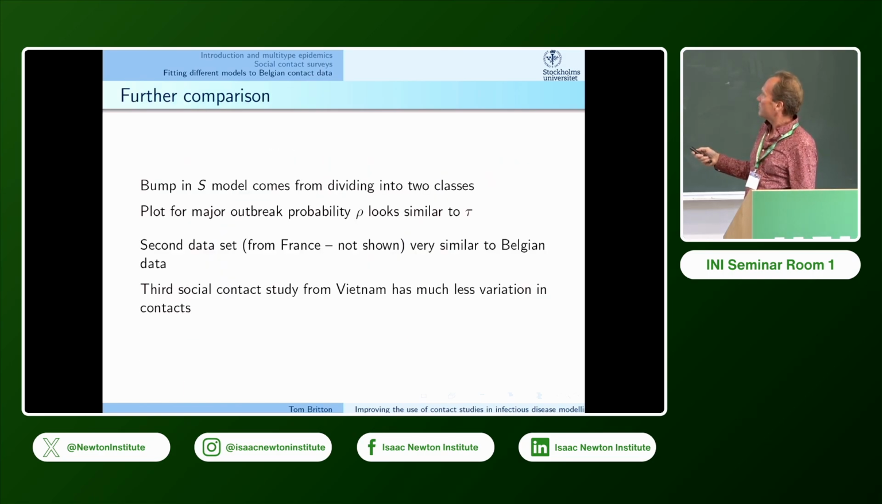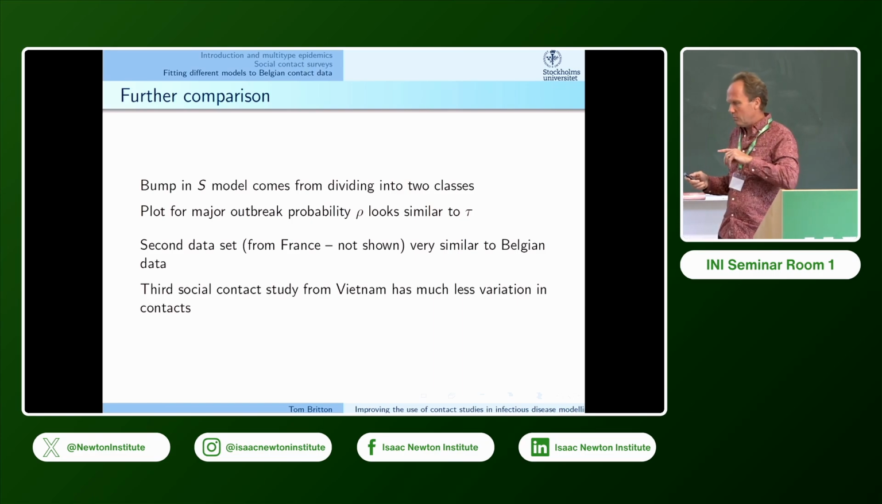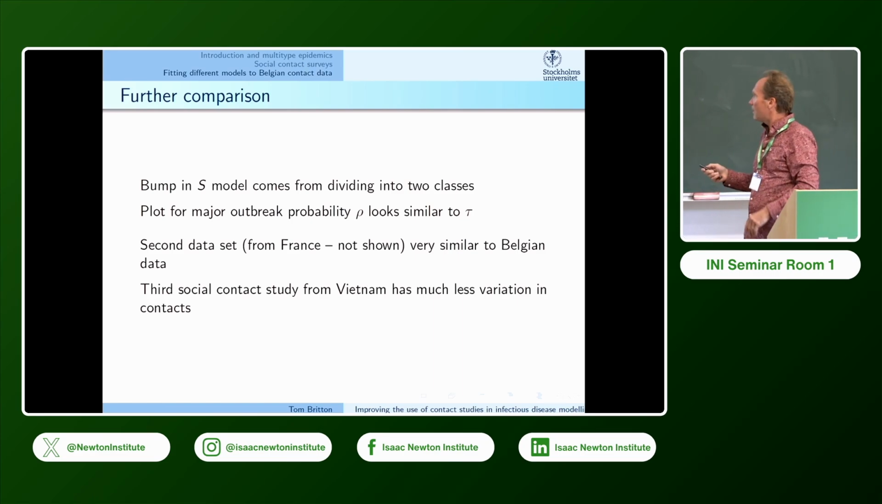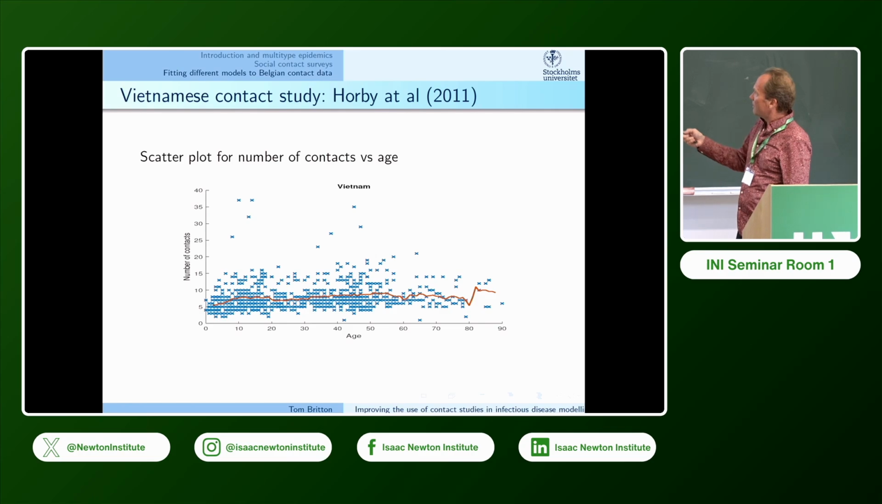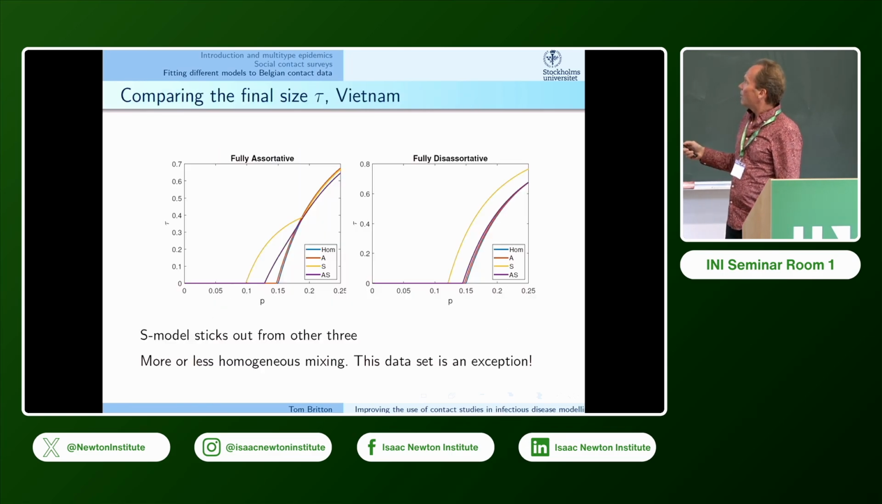Let's see if I have some more. We did some other studies for some other social contact data, more or less the same. Then we searched in all this, and we found one data set where there was no such strong thing, and that was a Vietnamese study. And here you see the variation among contacts is much less. So then it doesn't really matter.